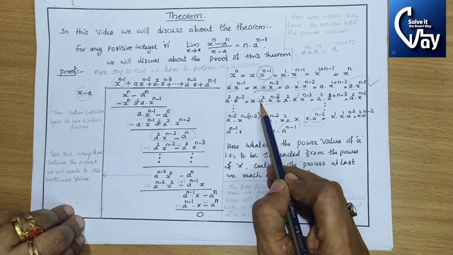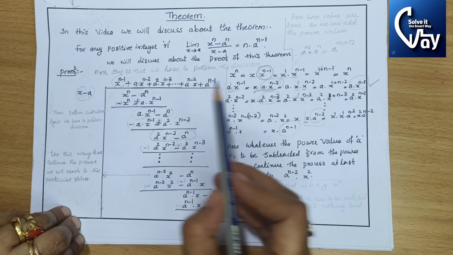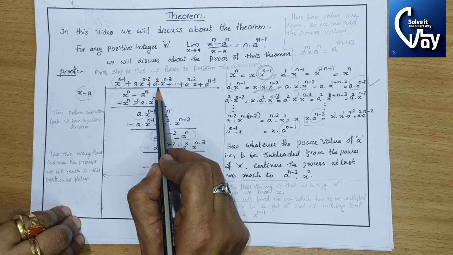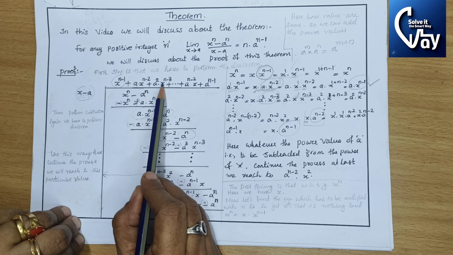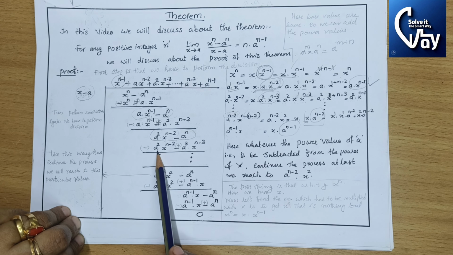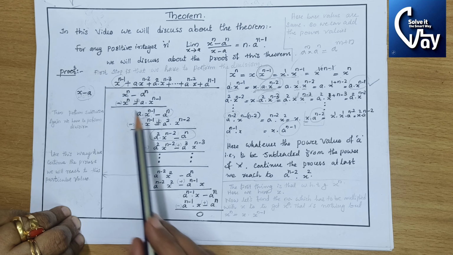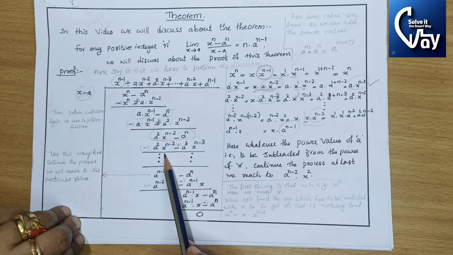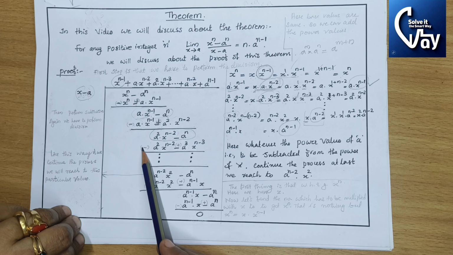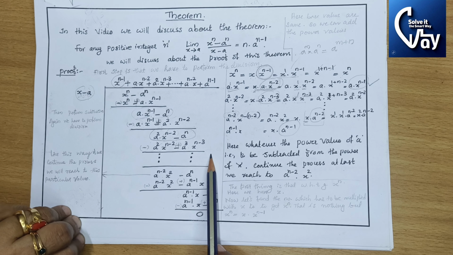So this number a square into x raised to n minus 3 is multiplied with x to get a square x raised to n minus 2. Then the quotient we got is a square into x raised to n minus 3. Then again we multiply with these two. a square x raised to n minus 3 into x gives a square x raised to n minus 2, minus a square x raised to n minus 3 into minus a gives minus a cube x raised to n minus 3. Then perform the subtraction. Here minus of minus gives plus. These two get cancelled, then we got a cube x raised to n minus 3 minus a raised to n.